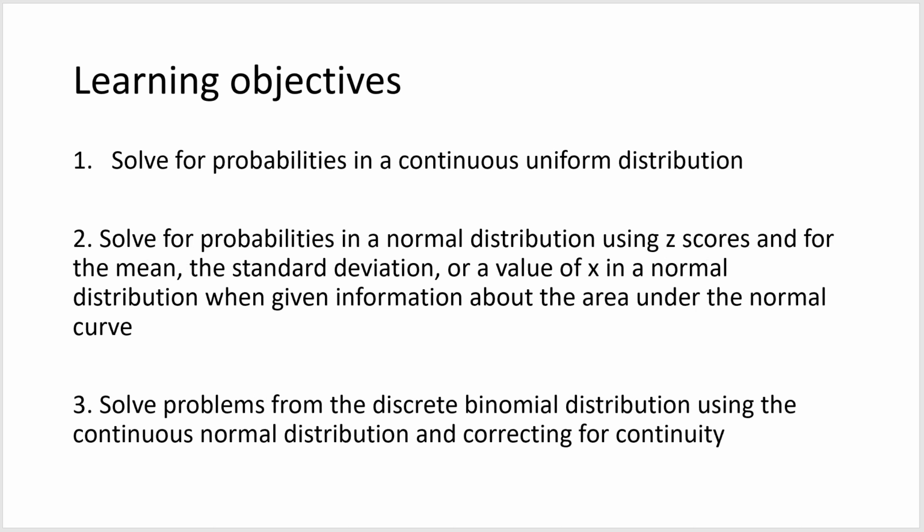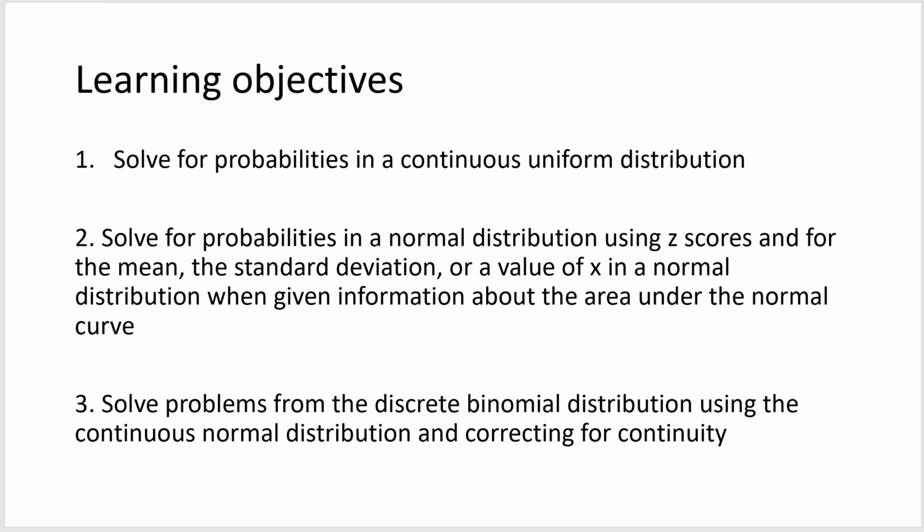So the learning objective for today is we will solve for probabilities in a continuous uniform distribution. Remember, continuous: there's a point between 2 points, and then between the next 2 points, there's another one, and it keeps on going. So it's an infinite space. Okay. So we'll solve for probabilities in a continuous uniform distribution. We studied what that is last time.